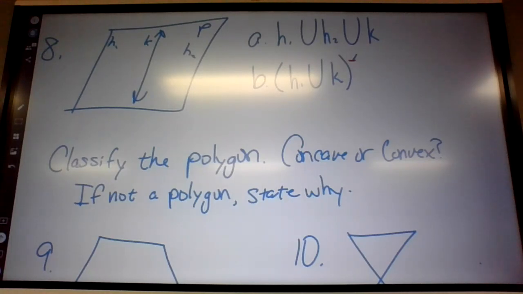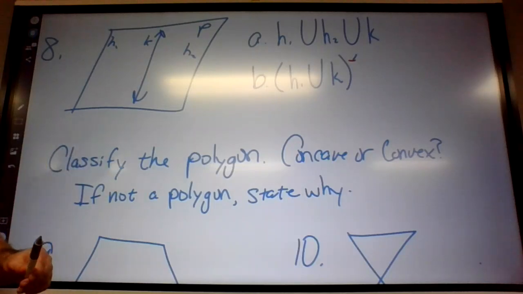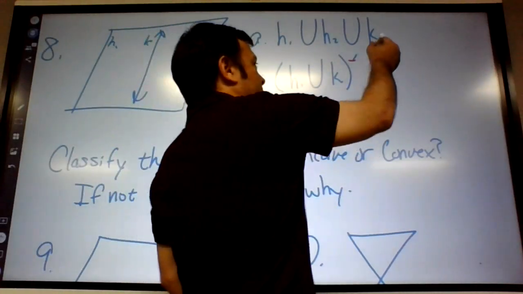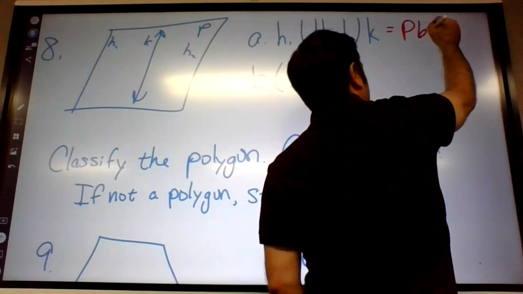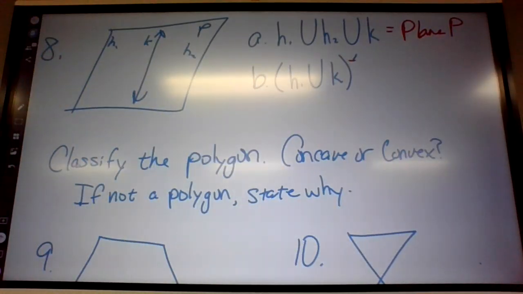All right, Corbin, what's the union of half plane 1, half plane 2, and line K? Would it just be plane P? Yes. Plane P, the whole thing, the whole plane. You just put P, is fine.